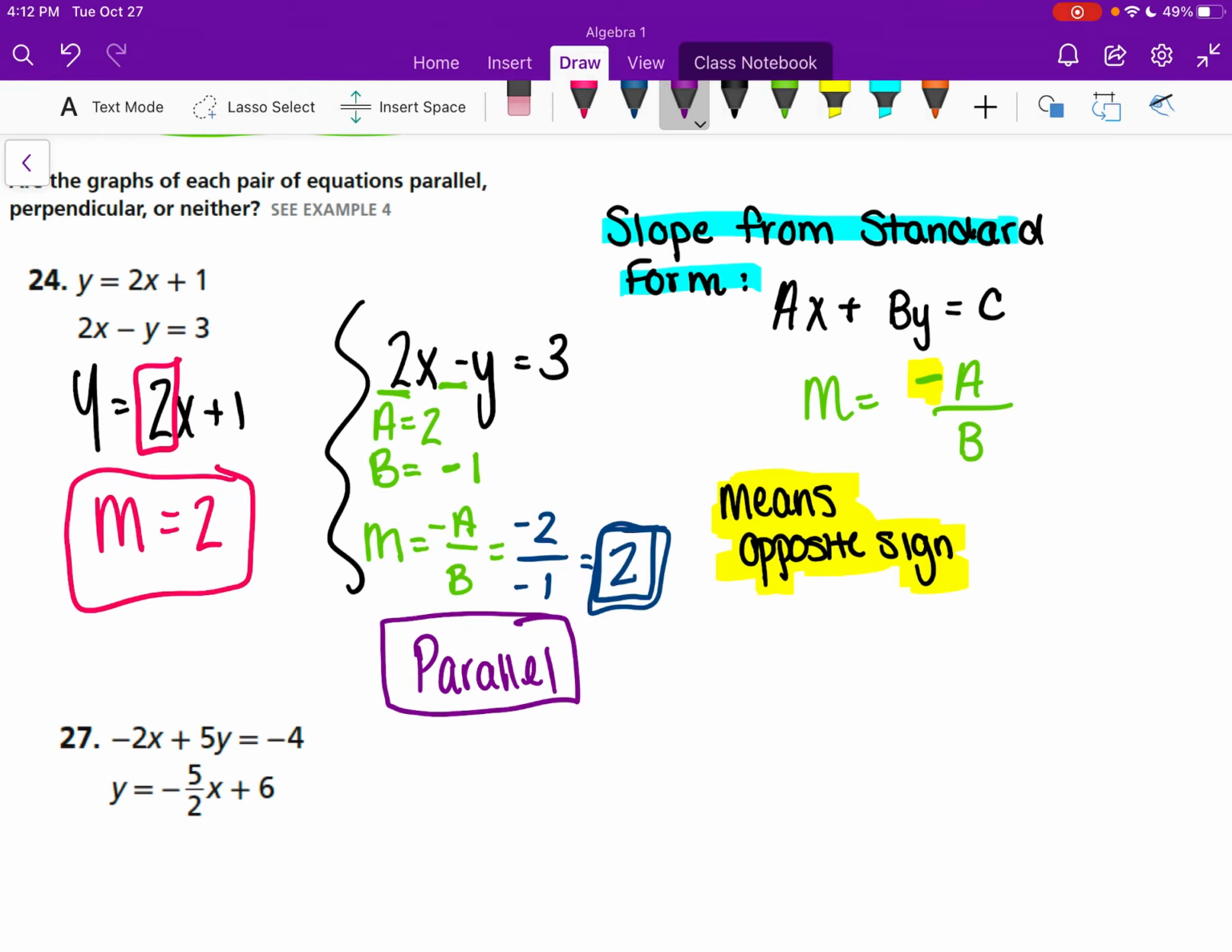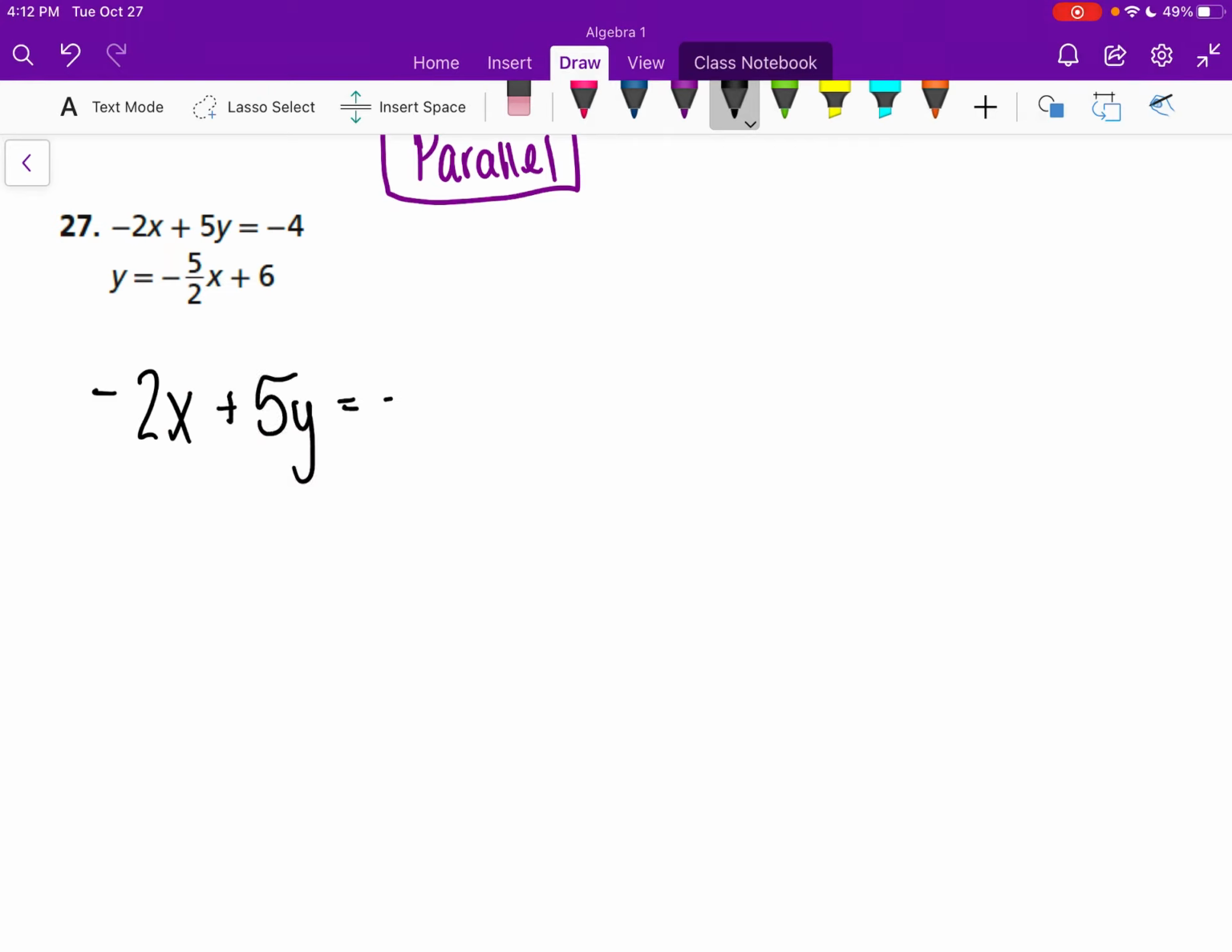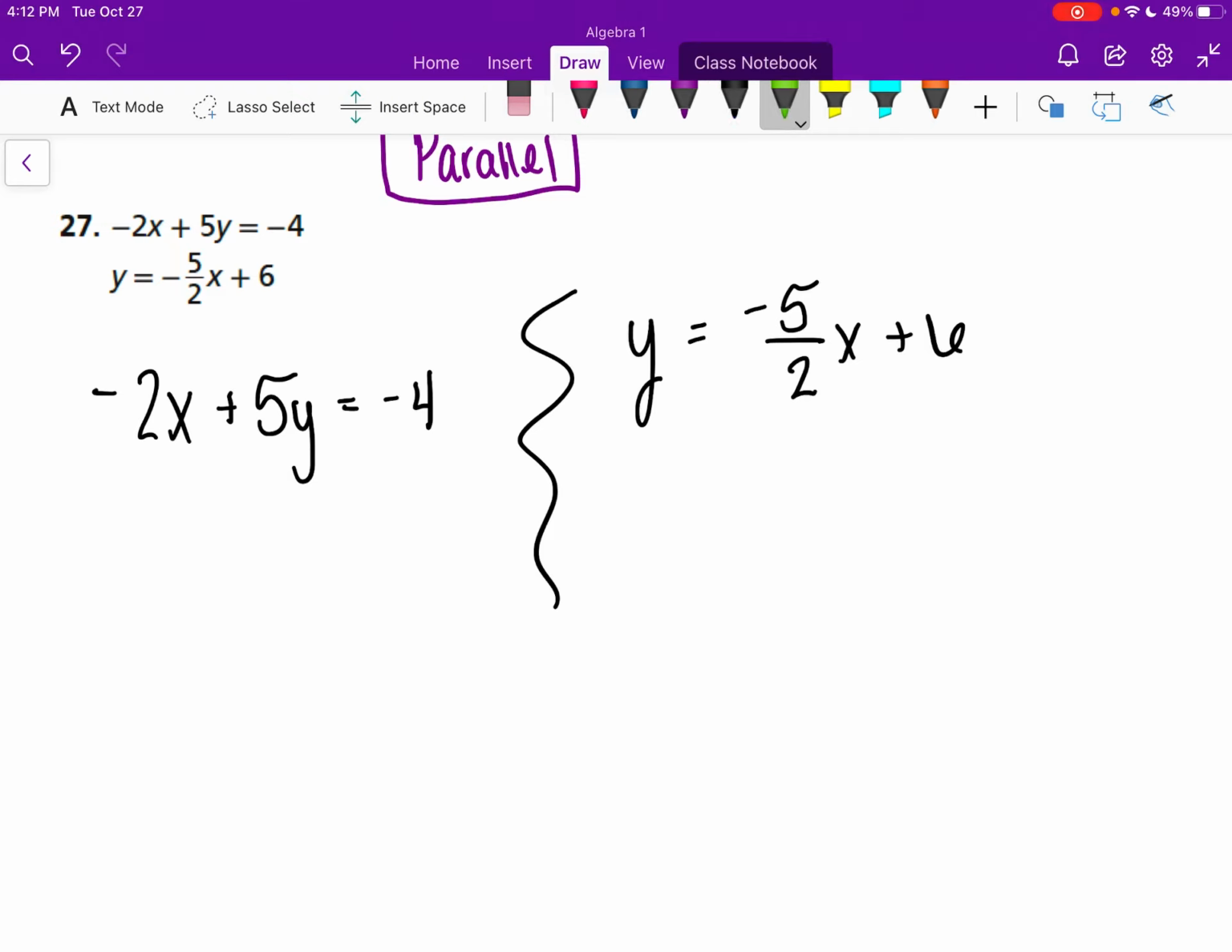Let's do the next one, number 27. The two lines that we have are -2x plus 5y equals -4 and y equals -5/2 x plus 6. All right, the first line is in standard form, which means we'll need to identify the a value and the b value in order to find the slope of -a/b. So let's figure it out.